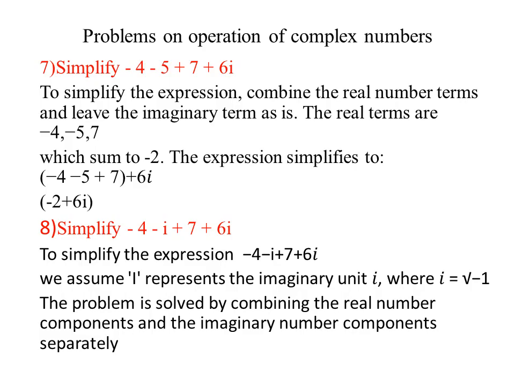After this problem, we move to the next problem. Simplify -4 - i + 7 + 6i. Here in this problem also, we have to separate the real and imaginary parts. -4 and 7 are the real parts. -i plus 6i are the imaginary parts. We know that i is equal to root -1. So the problem is solved by combining the real parts and the imaginary parts separately.